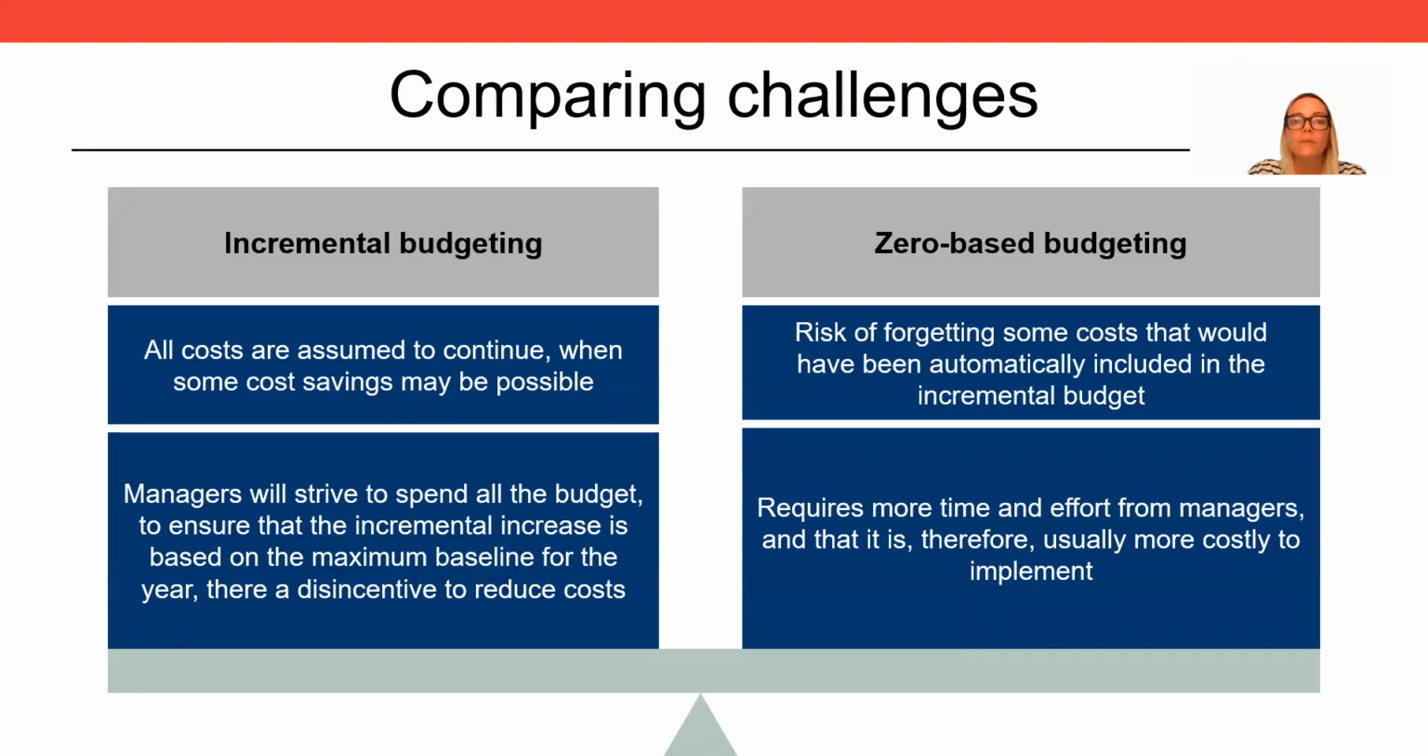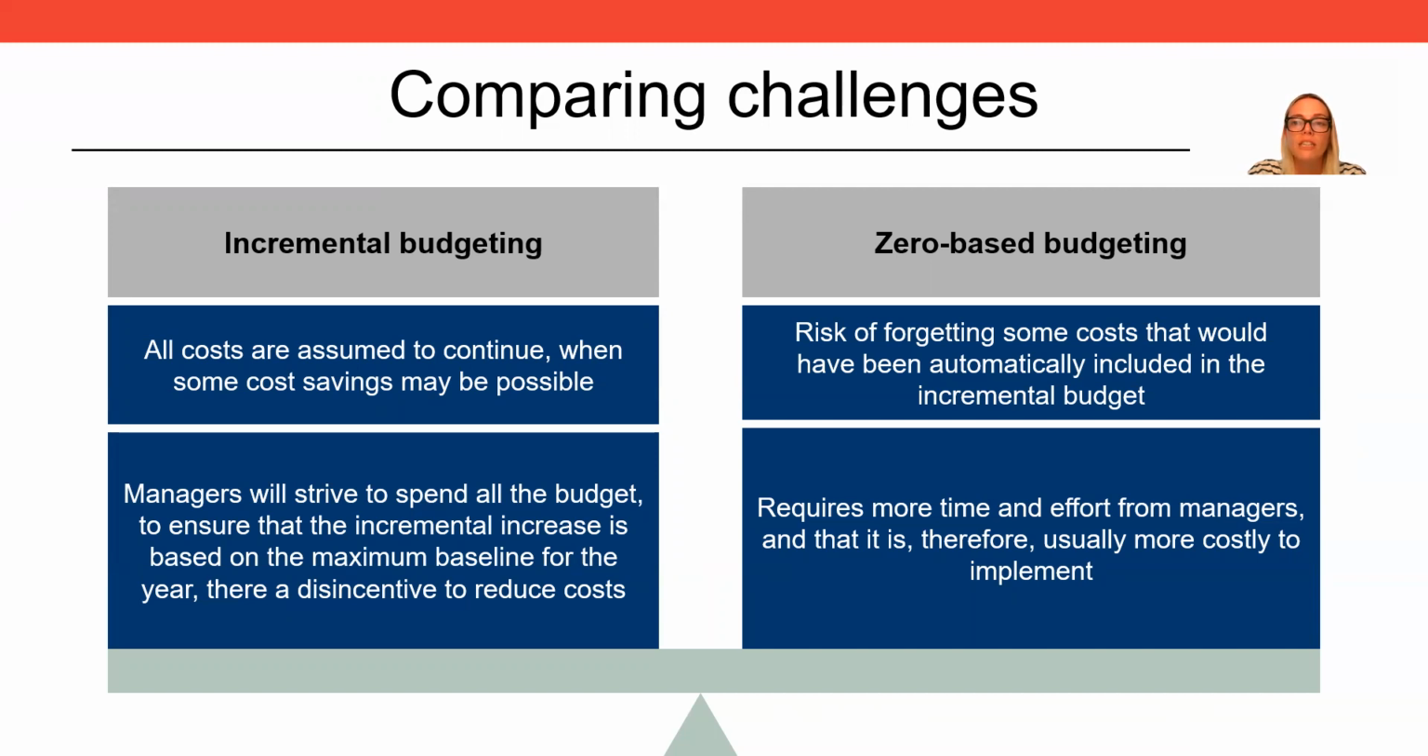There are different challenges with the two different approaches. So taking an incremental approach, that's the second one we talked about, where small tweaks are made, then all costs are assumed to continue, which may be foolish to make that assumption. Some cost savings may be possible and just ignored because it's easier to carry on going with what has been done in the past. With incremental budgeting as well, managers will often strive to spend all their budget to ensure that the incremental increase is based on the maximum baseline for the year. And it means that there's a disincentive to reduce costs because then the budget might be cut.